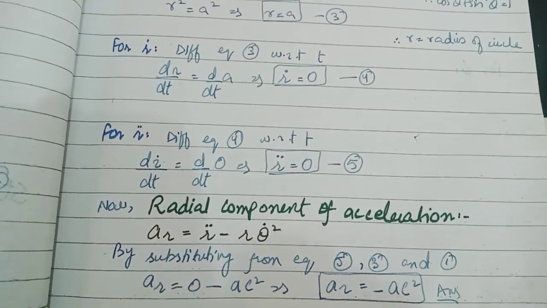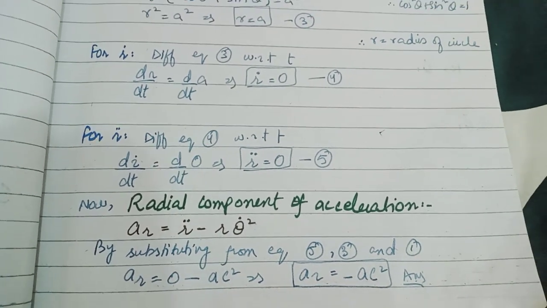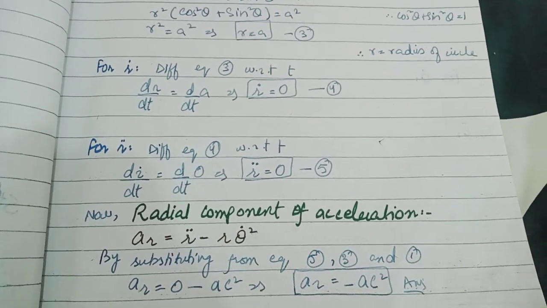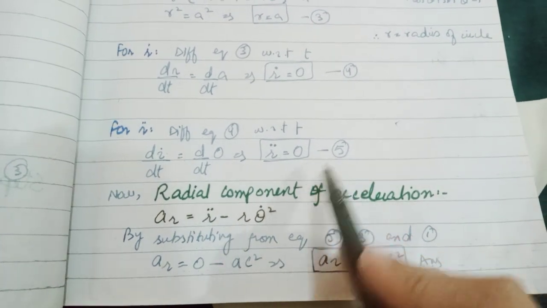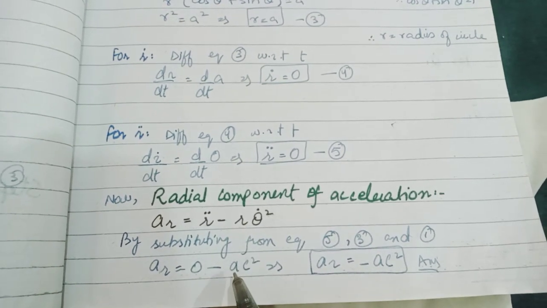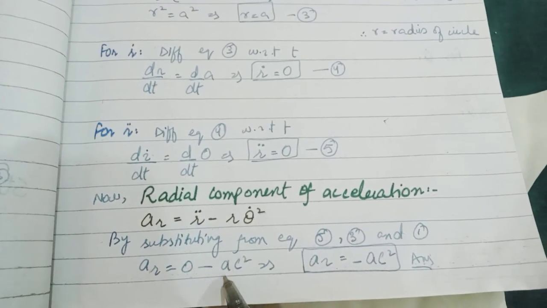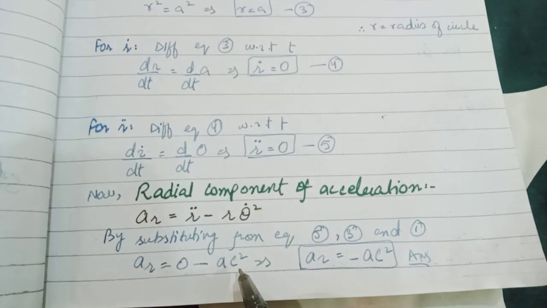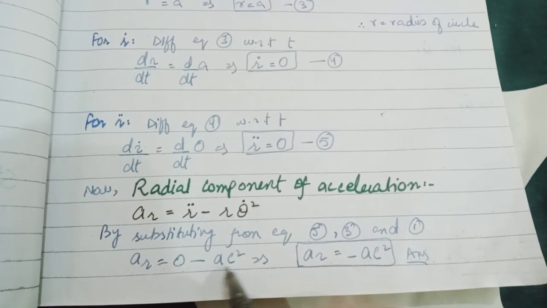Now we finally substitute the values in our formula for the radial component of acceleration. The formula is a_r equals r double dot minus r theta dot square. The value of r double dot, which we just found, is 0. So in place of r double dot we substitute 0, minus the value of r, which was a, and the value of theta dot was c, so theta dot square is c square. Now a_r is equal to minus a c square.